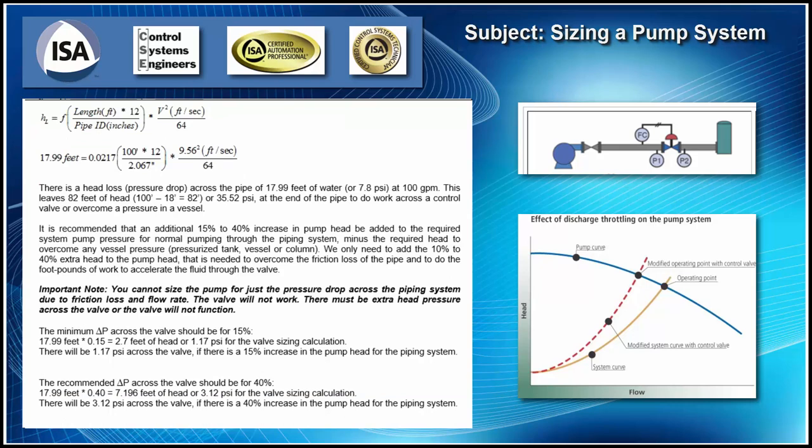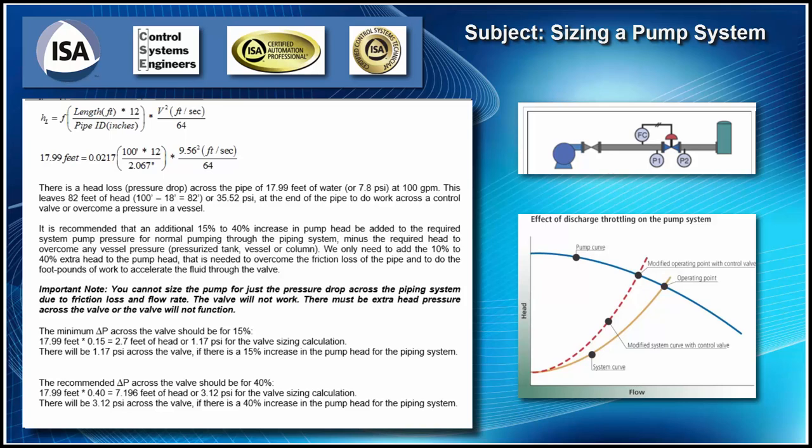So we're going to put a valve in here, and your valve is typically going to be 10% to 40% of the head loss of the piping system. So we'll increase the head loss on our piping system by 40%. If we take 18 feet of head across the piping times 0.4, that equals 7.196 feet of head for the valve sizing calculation. So we got 18 feet of head plus 7 feet of head across the valve, and that's 25 feet. That leaves us 75 feet to overcome pressure in a vessel and work.